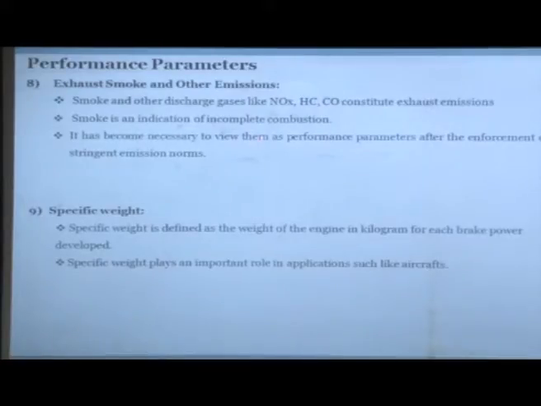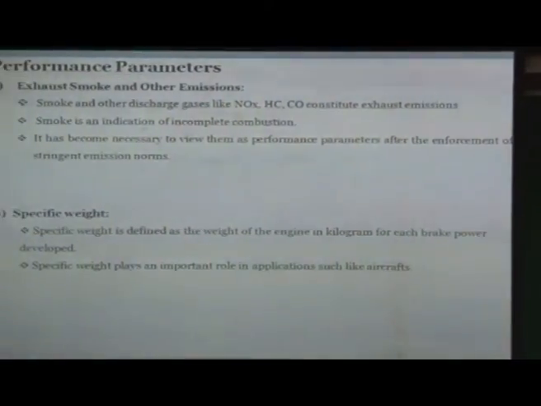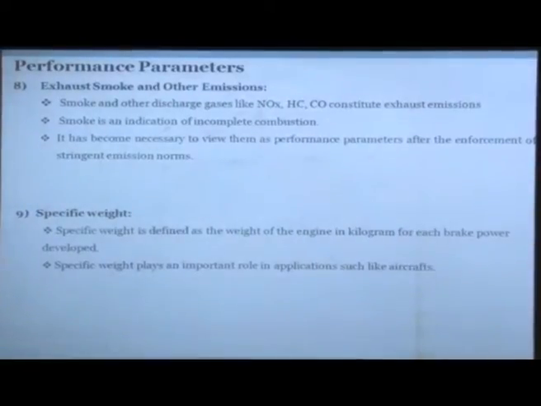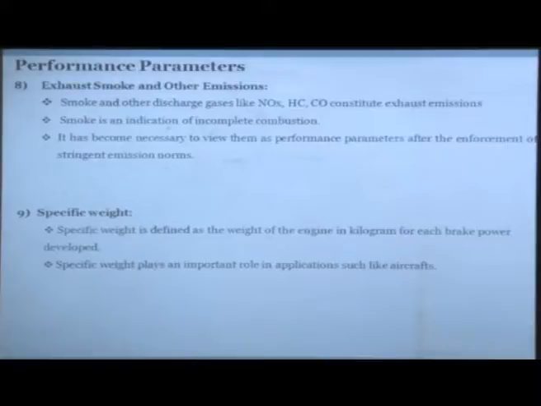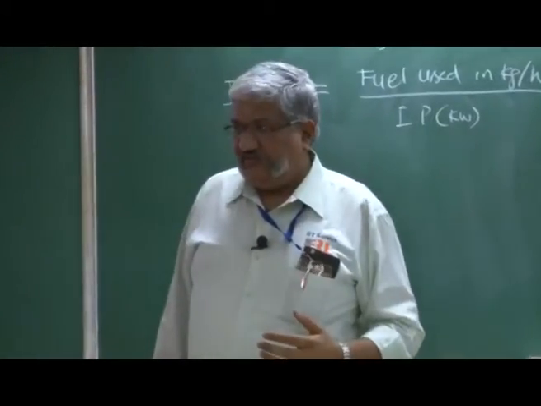So it has therefore become necessary to view them as a performance parameter after the enforcement of stringent emission norms. Some of the emission norms that are applicable worldwide are different. For example, in Europe the emission norms are Euro norms, Euro 1, 2, 3, 4, 5, 6. Now they are at 5, going into 6. And in the US, the EPA norms, the US Environmental Protection Agency, that's the central agency that makes the norms. It's called US EPA norm: US EPA 1, 2, 3, tier 1, tier 3, tier 4.